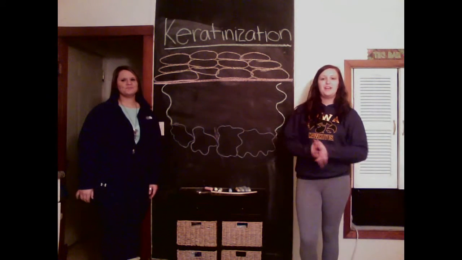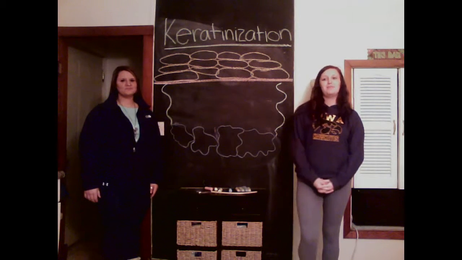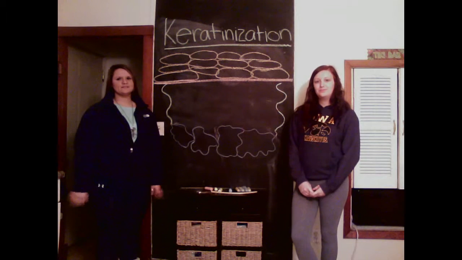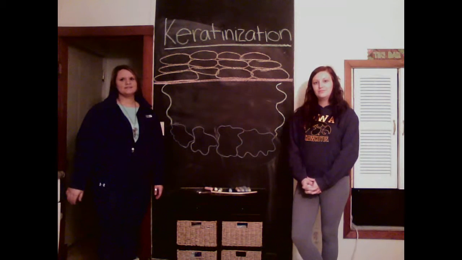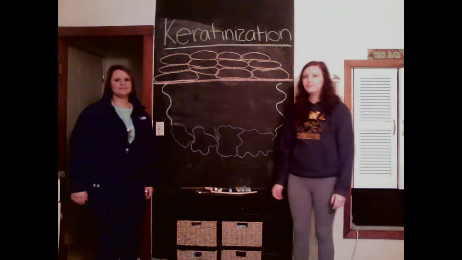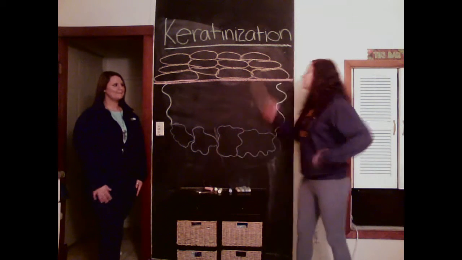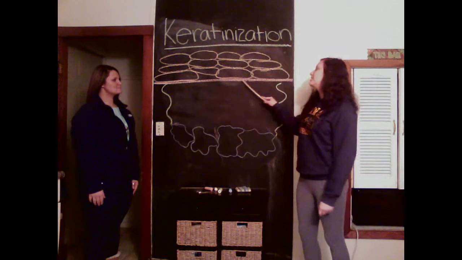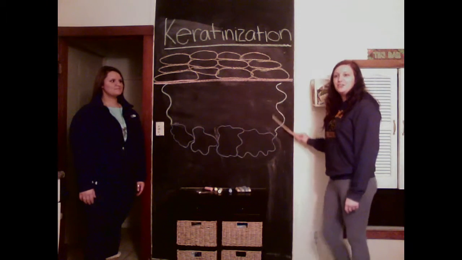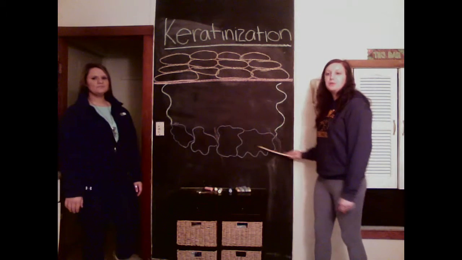And we will be explaining the process of keratinization for anatomy and physiology of farm animals. To start off, the skin forms two layers, the epidermis and the dermis. These two are separated by a basement membrane, and the hypodermis is a subcutaneous layer. This is the epidermis, and this is the basement membrane. This is the dermis, and this is the hypodermis.